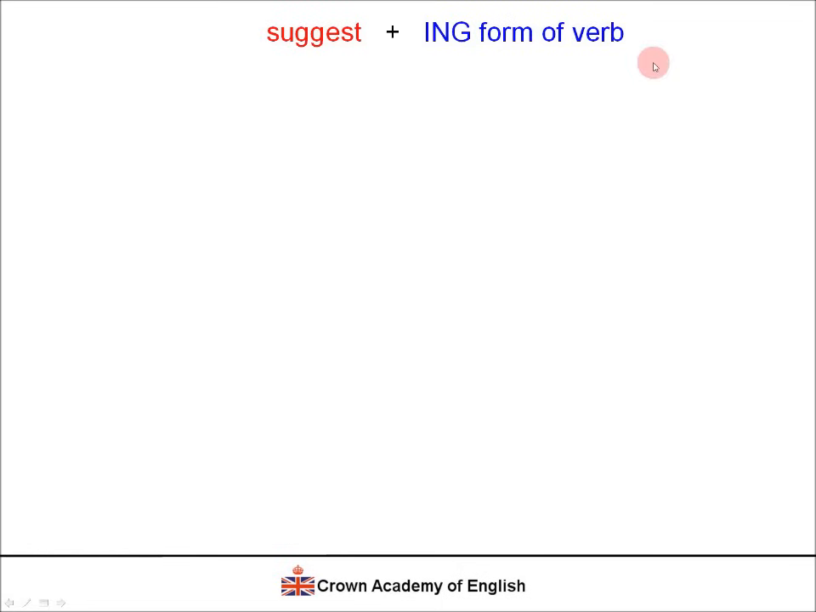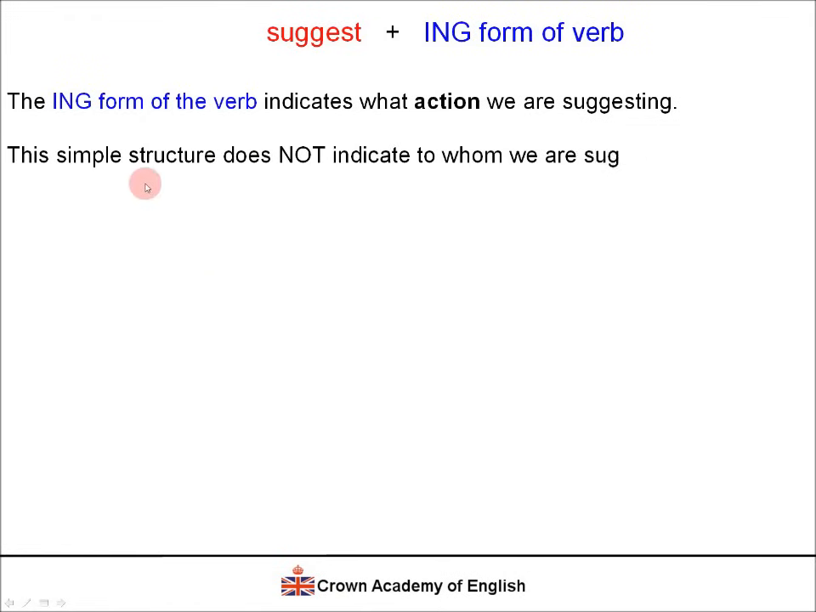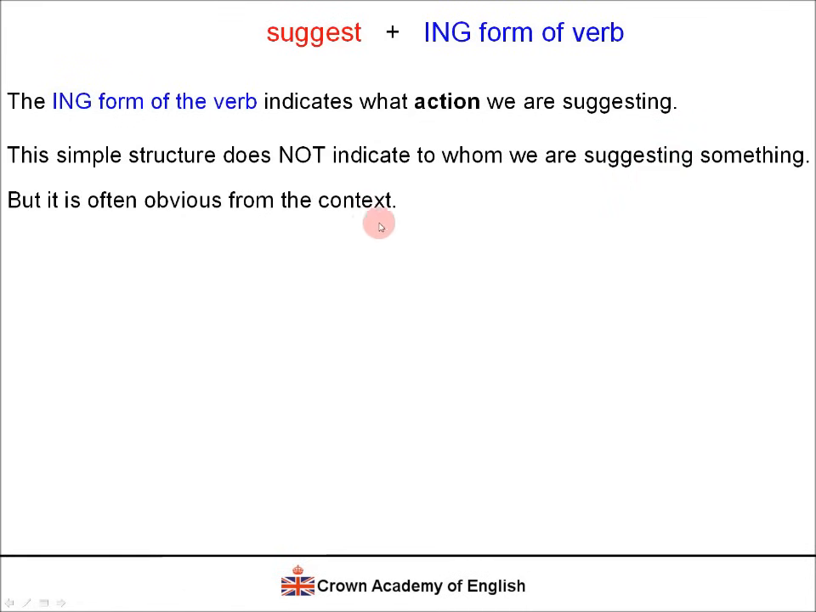Suggest plus the ing form of a verb. And the ing form of the verb indicates what action we are suggesting. Okay, so this time it is an action. We are suggesting an action. And this simple structure does not indicate to whom we are suggesting something. So again, in this structure, we do not refer to the person. But again, it is often obvious from the context.